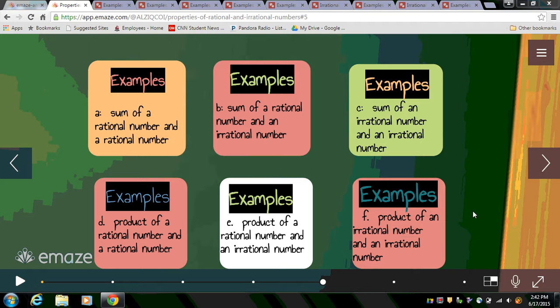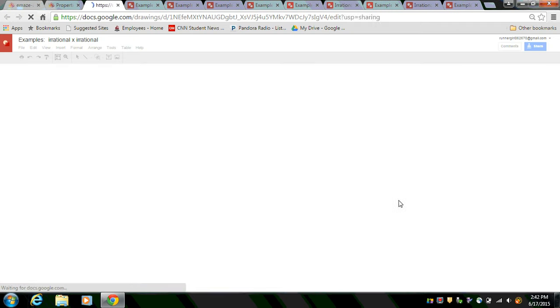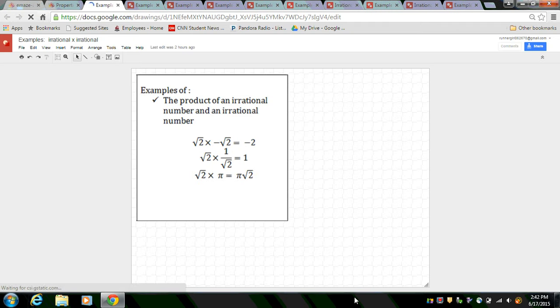My examples of multiplying two irrational numbers together include the square root of 2 times negative square root of 2, which would be negative square root of 4, or negative 2. The square root of 2 times 1 over the square root of 2 equals 1, and the square root of 2 times pi equals pi times the square root of 2.